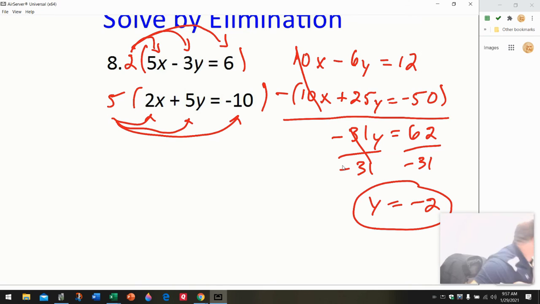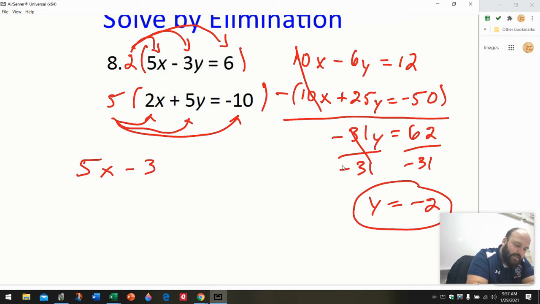Now, it doesn't matter which variable we solve for first. We can solve for x first, we can solve for y first. Doesn't matter, because once you solve for one, you're going to use that variable and plug it back in to get the other variable. So we do still need to get the x. I'm going to go ahead and use the first equation. We have 5 times x minus 3 times y equals 6.